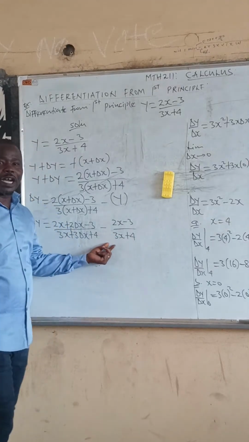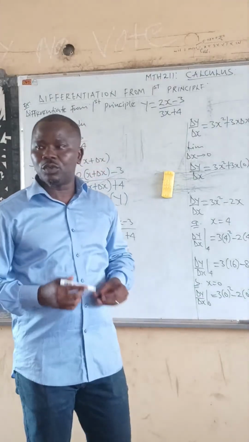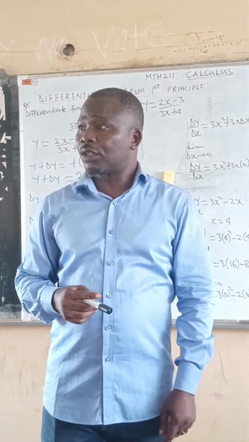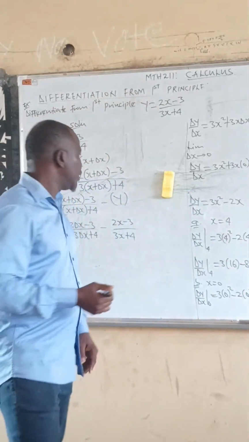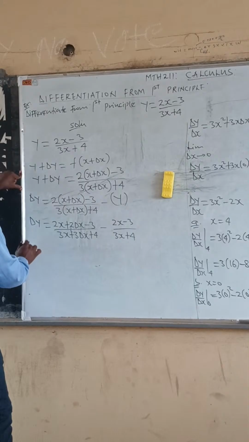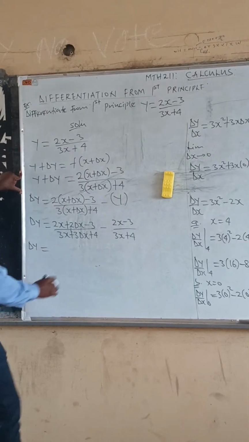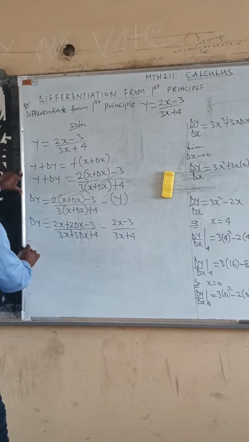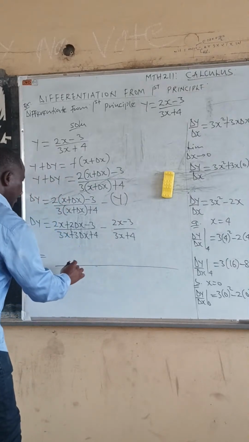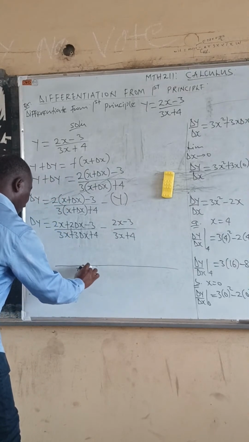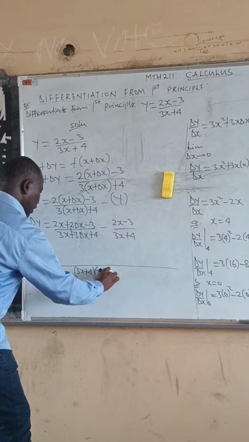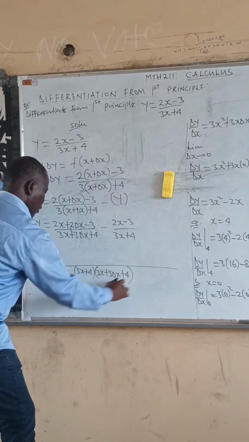So at this point, what are we going to do when you come across questions? Yes, we look for the LCM. So let's look for the LCM. Our dy is equals to, let me still bring it down. Let's look for the LCM. The LCM is 3x plus 4 times 3x plus 3 dx plus 4.